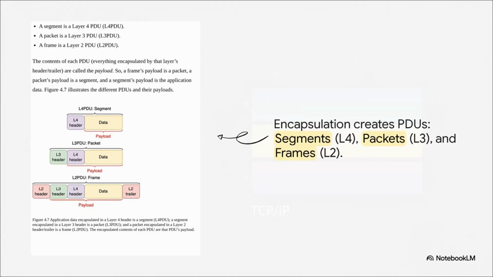At layer 4, our data with its new header is called a segment. Then, when that gets passed down to layer 3 and gets another header, the whole thing becomes a packet. And finally, at layer 2, it's wrapped up one more time to become a frame. You have got to remember those 3: segment, packet, and frame. It's crucial.